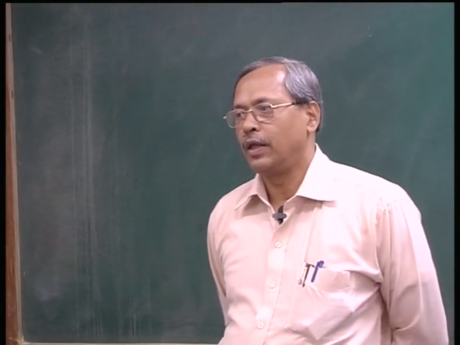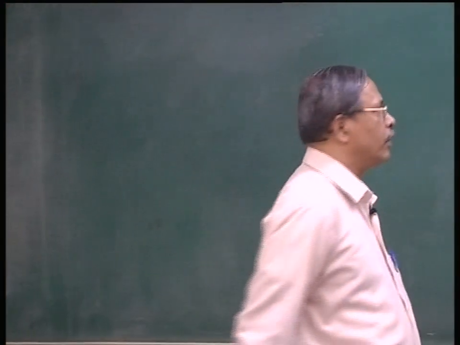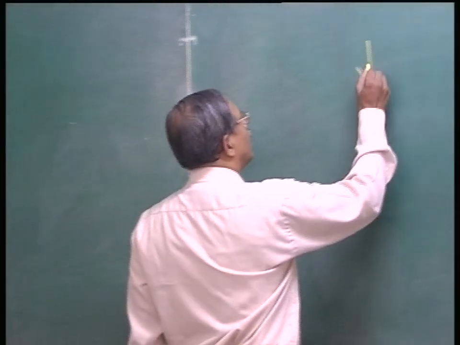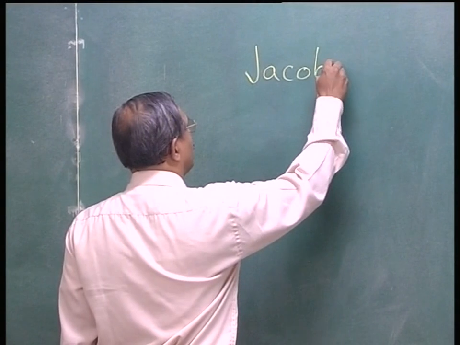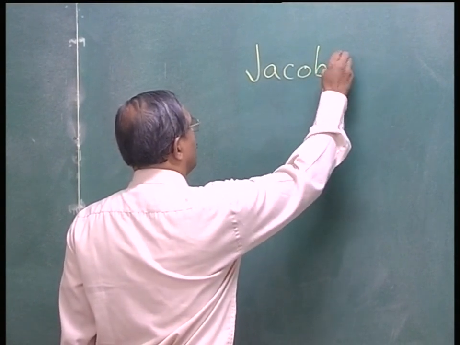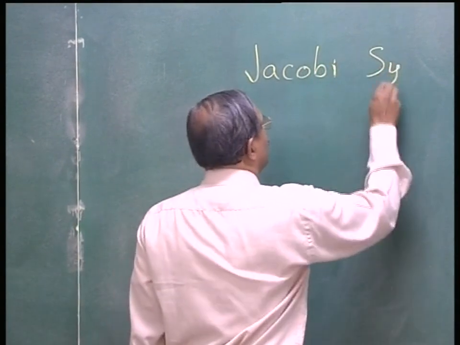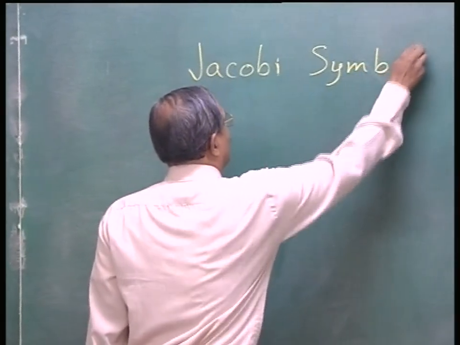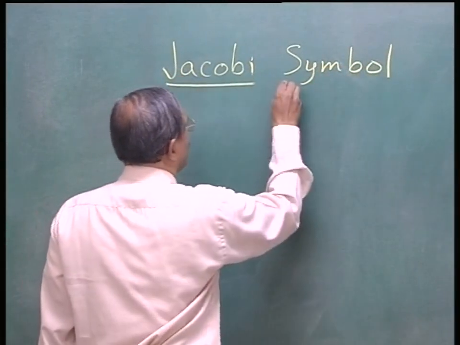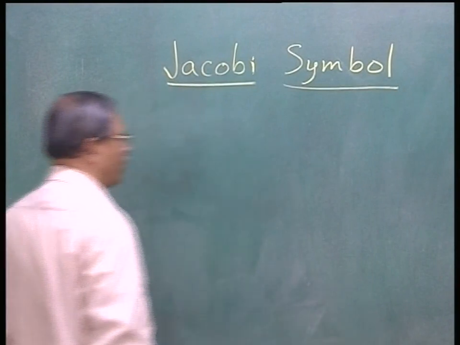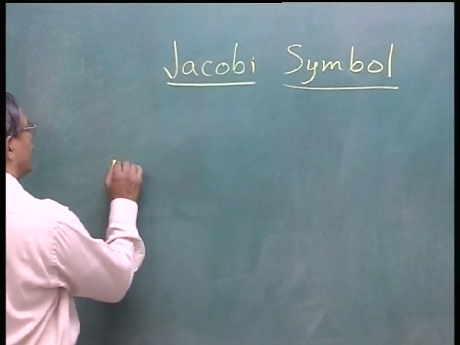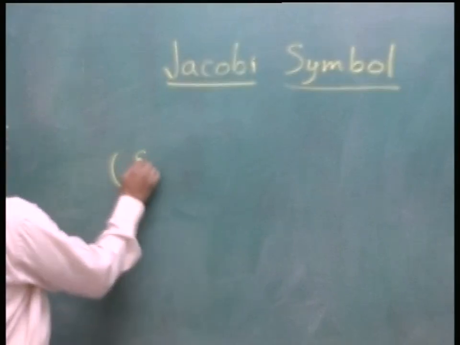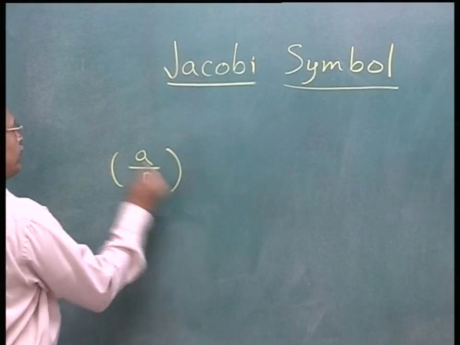Today we shall study the Jacobi symbol. We have already studied the Legendre symbol A by P, where P is an odd prime.